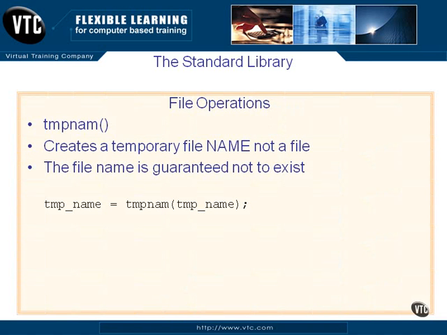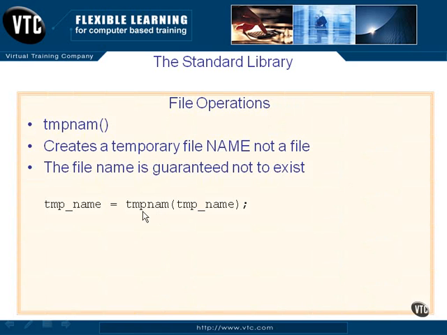tmpnam creates a temporary file name. Notice the E is missing off the end. That's on purpose. It does not create the file. The file name, though, is guaranteed not to exist should you choose to create it, should you do an fopen on that particular file name.